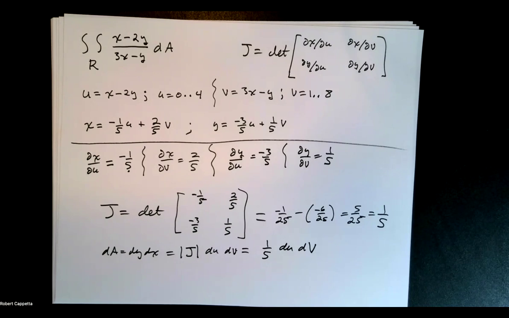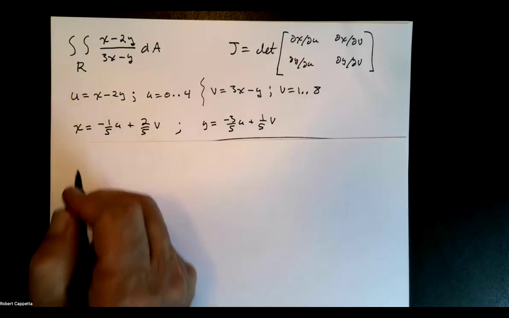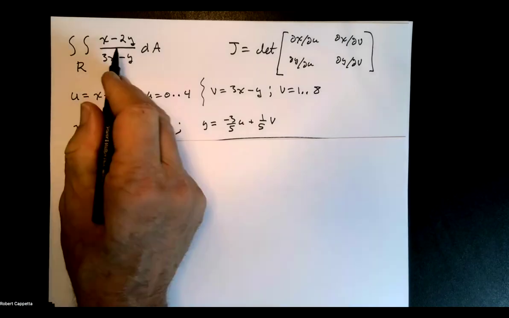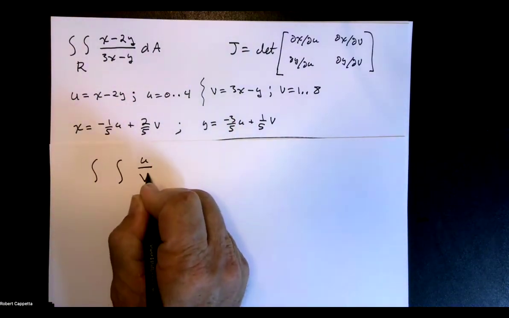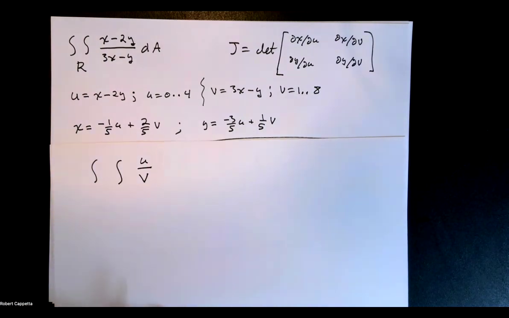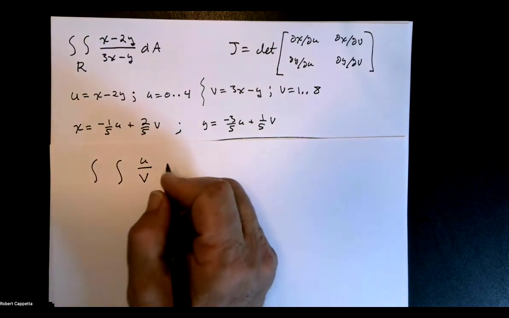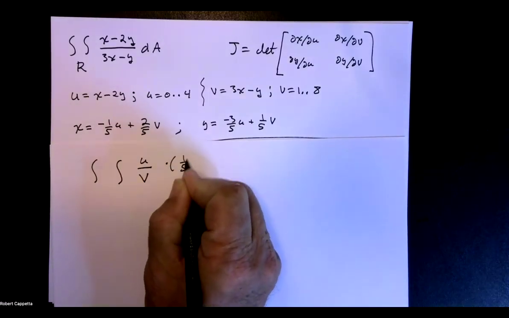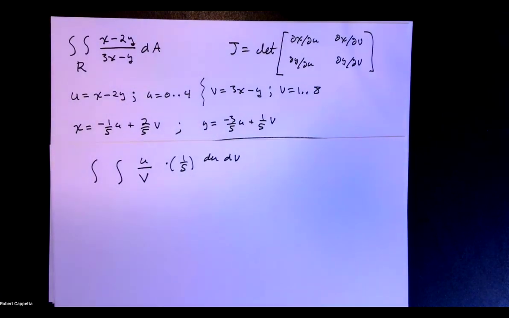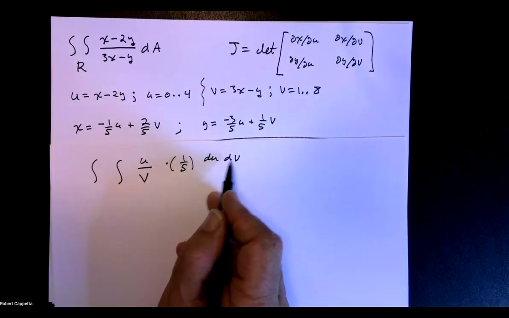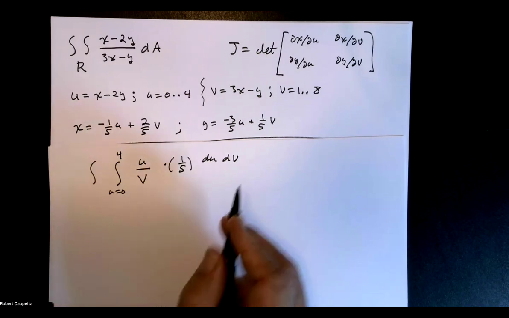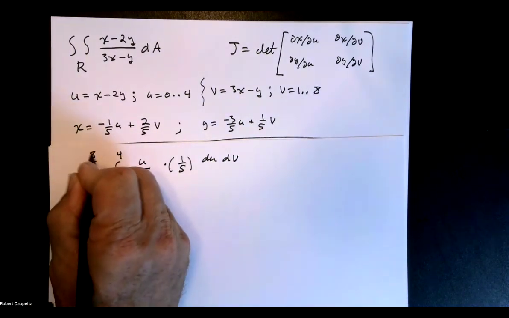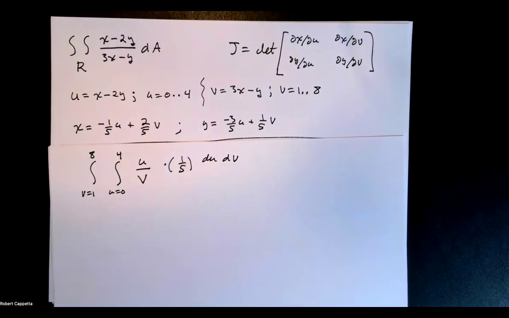So let's continue our computation. Looking at our double integral, x − 2y is u, 3x − y is v. dA we said was what? We said it was the Jacobian times du dv. The Jacobian was 1/5 du dv. So we could go du dv or we could go dv du. It doesn't really matter. What does u range from here? u ranges from 0 to 4, and v ranges from 1 to 8. So this should enable us to evaluate that integral.